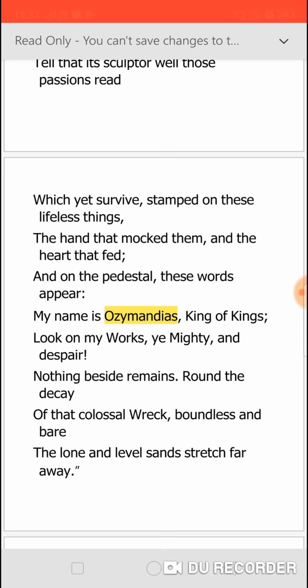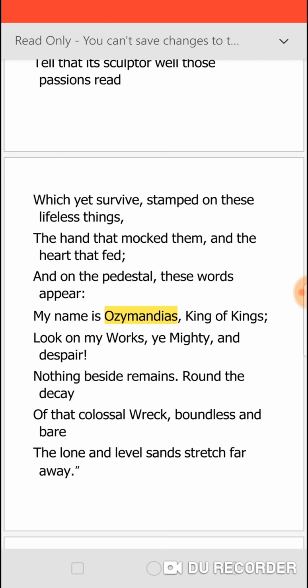And on the pedestal these words appear. Pedestal is the platform on which the statue is standing, and on that pedestal the following lines are there. My name is Ozymandias. So now we come to know whose statue it is. It is a statue of Ozymandias, king of kings. He says, I am king to all the other kings. Look on my works. Works here means his kingdom.